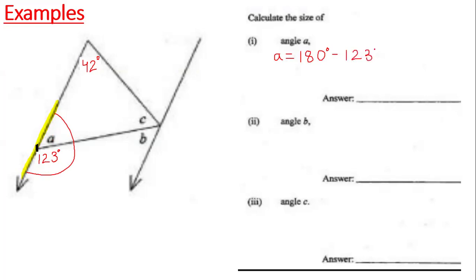57 degrees. I hear someone say 157. Is that true? It's not 157, it's just 57. Okay, 57 degrees. So A is equal to 57 degrees. How many persons got that? Let me know. All right, excellent.